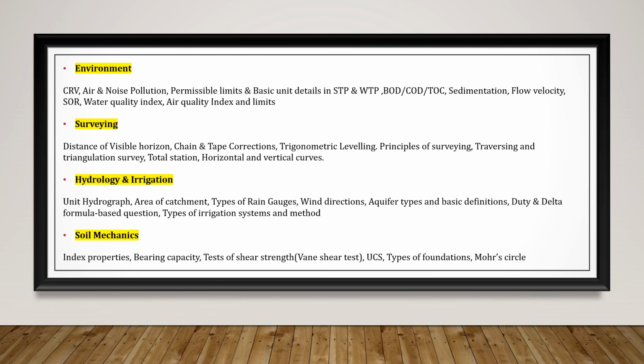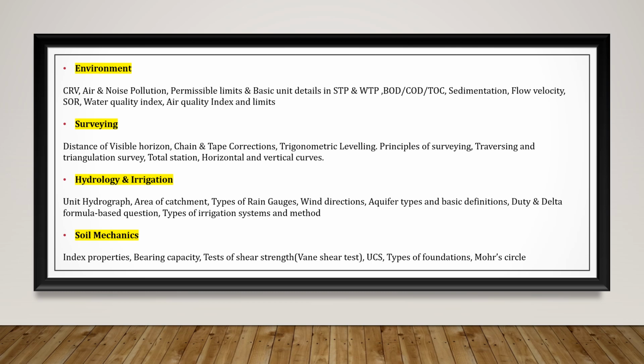The environmental part, air pollution, noise pollution, permissible limits, some basic details in sewage treatment plant, water treatment plant, BOD, CBOD, sedimentation, flow velocity, water quality index, air quality index and its limits. These are the certain areas. And in surveying, we had chain and tape correction and trigonometric leveling, principles of surveying, traversing and triangulation survey, total station, horizontal and vertical curves.